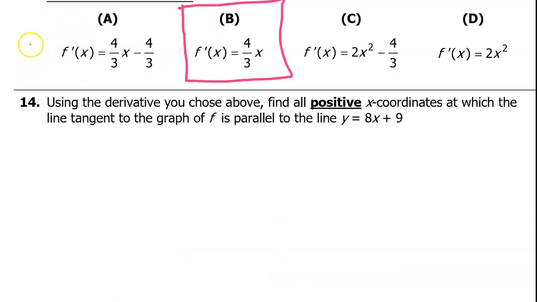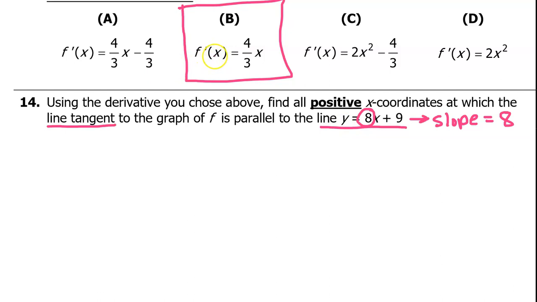Number 14 is sort of a continuation of number 13. Using the derivative you chose above, find all positive x-coordinates at which the tangent line to the graph of f is parallel to the line y equals 8x plus 9. So if the tangent line is parallel to this line, they are telling us what the slope is going to be. Y equals mx plus b. So the slope is 8. All right, that's the point of giving us this line.